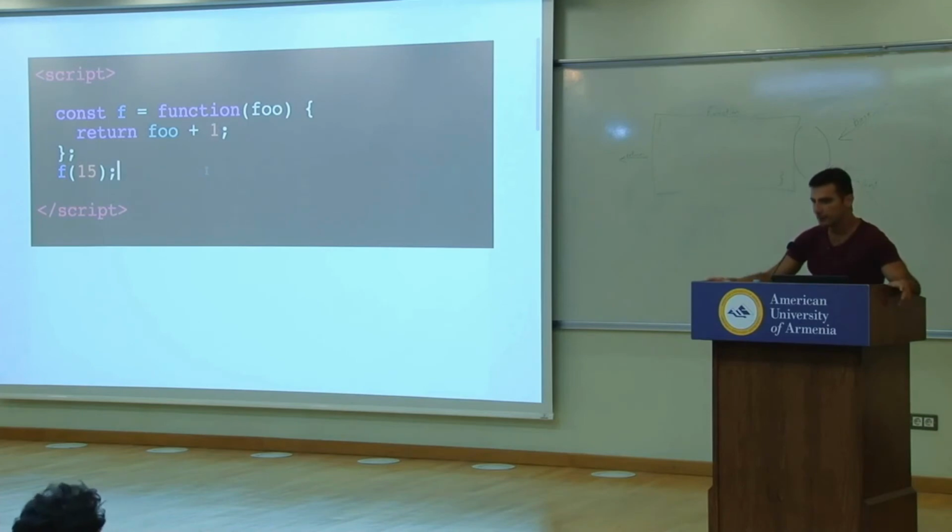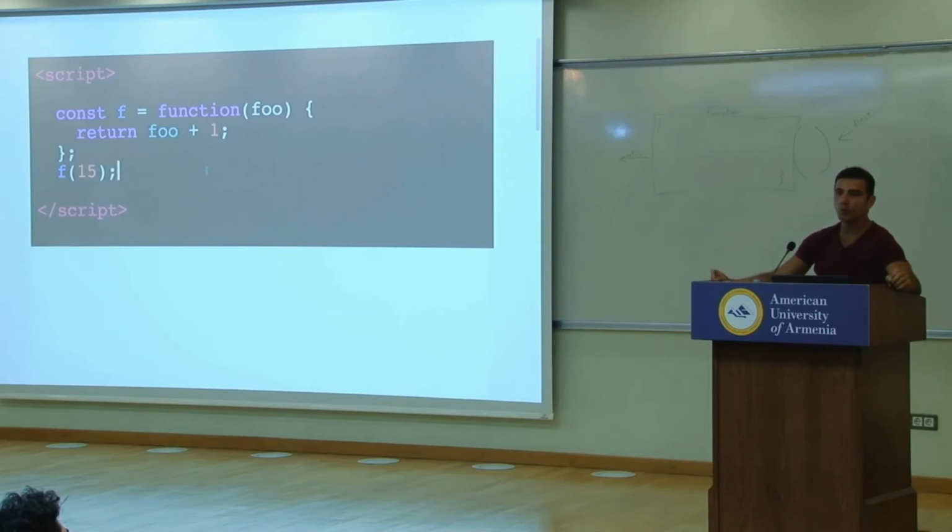Let's talk about variables. There's a notion of scope. Variable scoping. What do we mean by scope? Scope is the part of the code where you can read that variable.